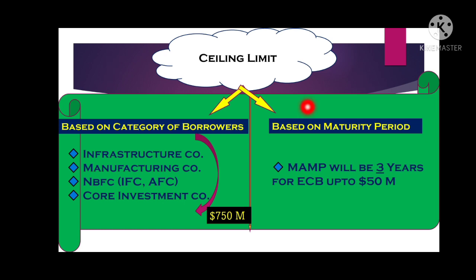Now we will understand the ceiling limit based on the maturity period. MAMP means minimum average maturity period. This period will be a minimum of 3 years if the value of ECB is within $50 million. If the value of ECB is within $50 million, then the minimum average maturity period should be 3 years.